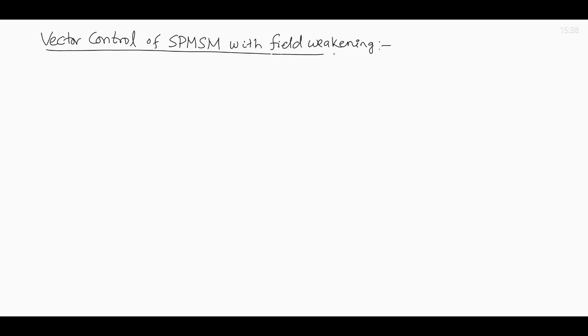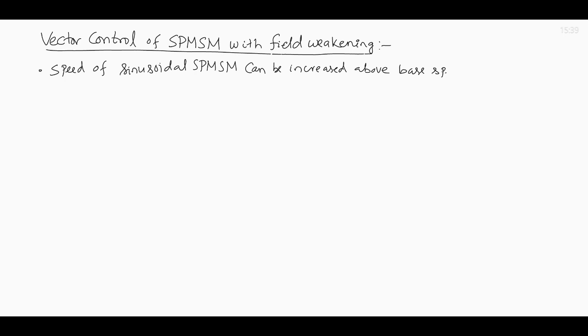So, same motor, we want to have field weakening. The speed of a sinusoidal SPMSM can be increased above base speed omega b in a limited range through field weakening control.